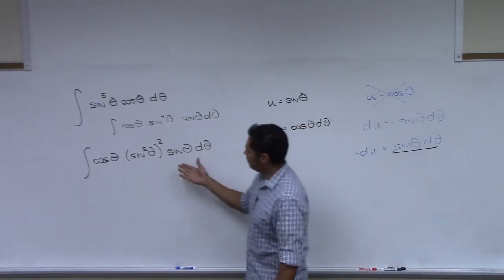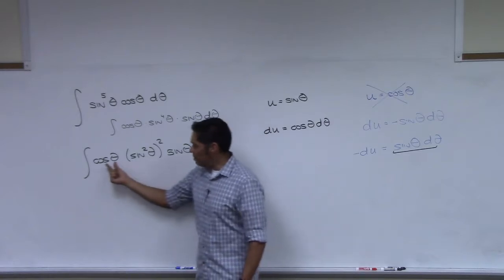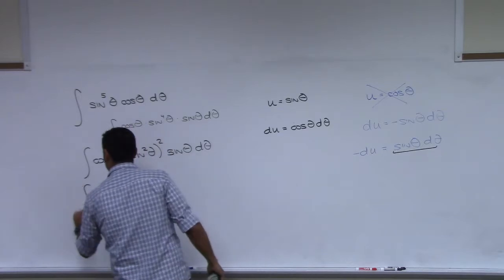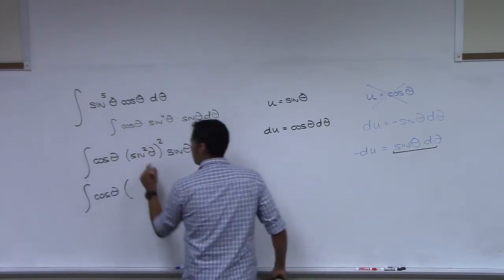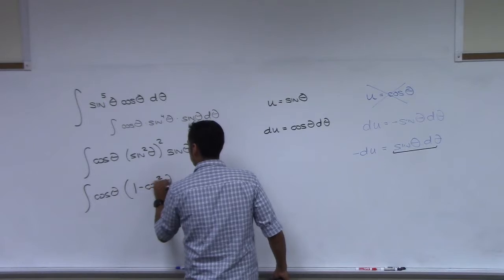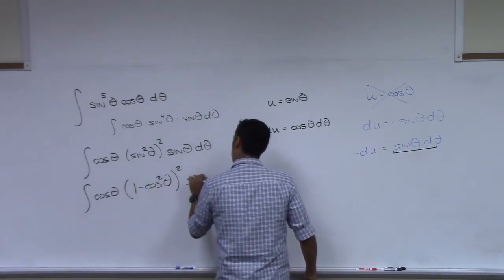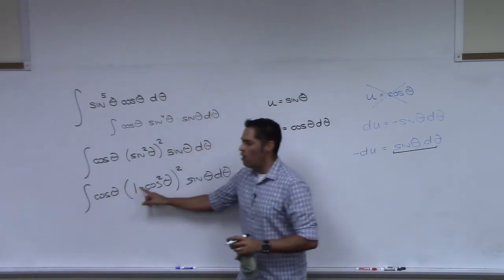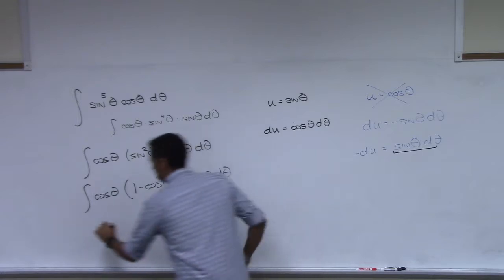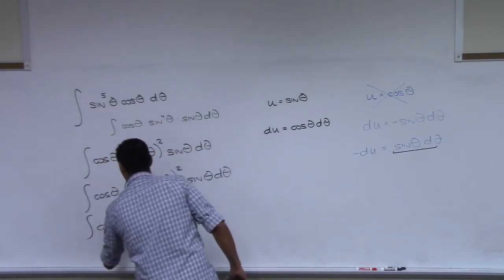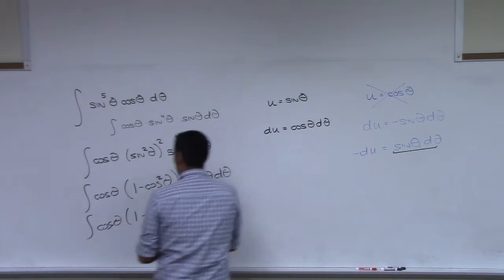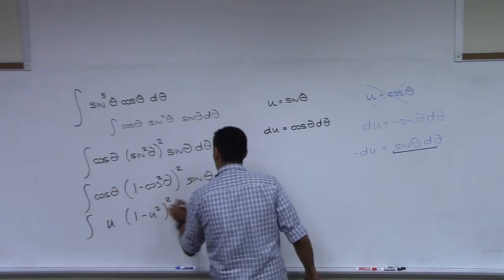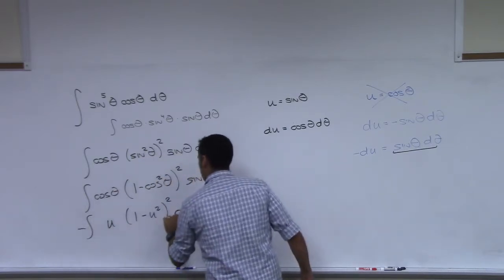All right, so look at this. This is negative du, this is u. Now I'm going to use a Pythagorean identity. Sine squared is 1 minus cosine squared, right? That's negative du. That's u. This is 1 minus u squared squared. I'm going to go ahead and rewrite everything in terms of u now. U, 1 minus u squared squared, negative du.